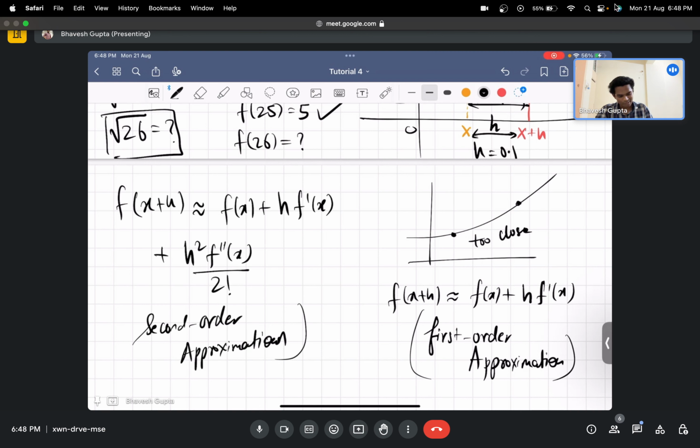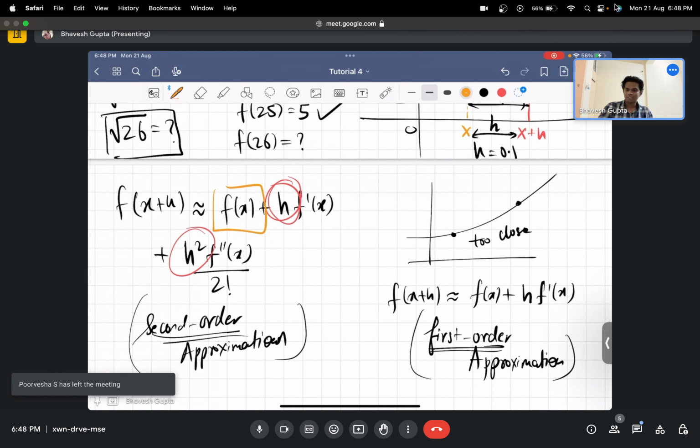Now you can notice how I am able to write down first order, second order. This comes from this power. If in my approximation the highest power is 2, then I say it is a second order approximation. This is my first order approximation. And if I just have this, that is called a zeroth order approximation.